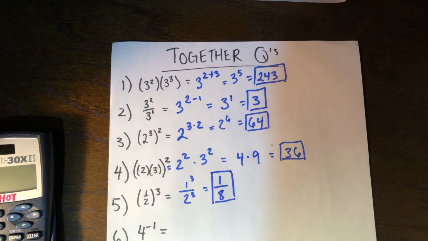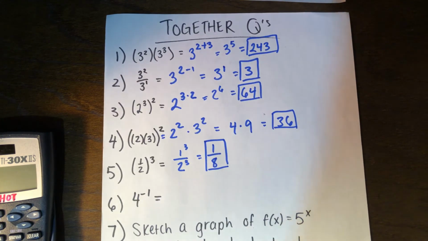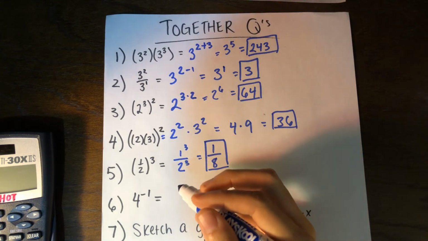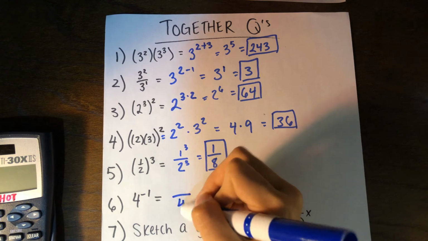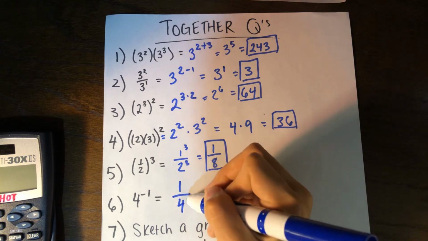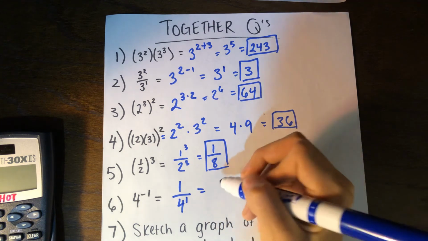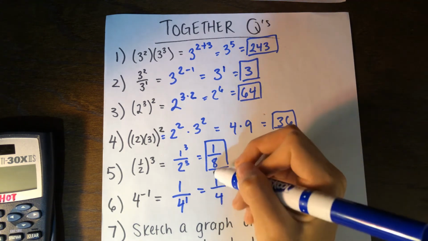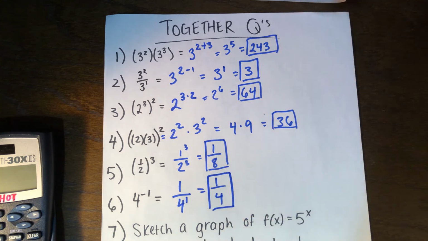Next one, 4 to the negative 1st power. You can either just type that right into your calculator, or you can rewrite it. So I know when I have a negative exponent, I can move it to the bottom. So it'd be 1/4, and then it'd be to the 1st power. 1/4 to the 1st power is just 1/4. Okay, again, you can convert it to decimal if you want, or you can leave it like that.